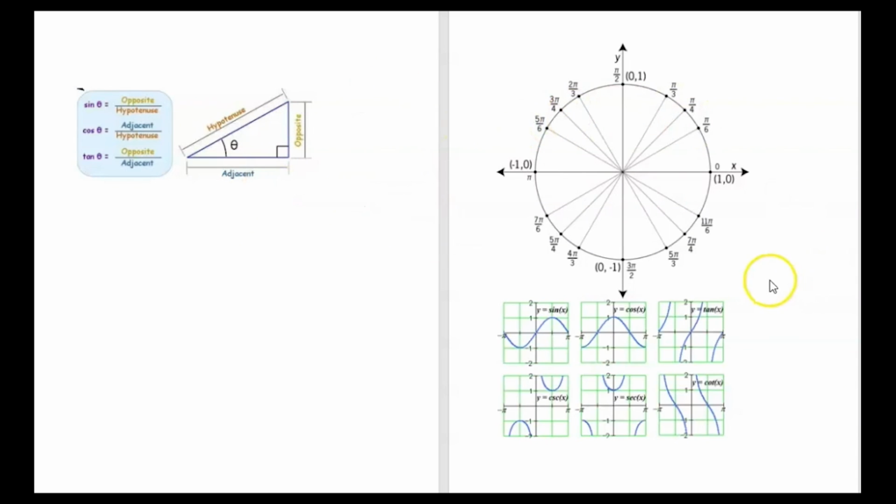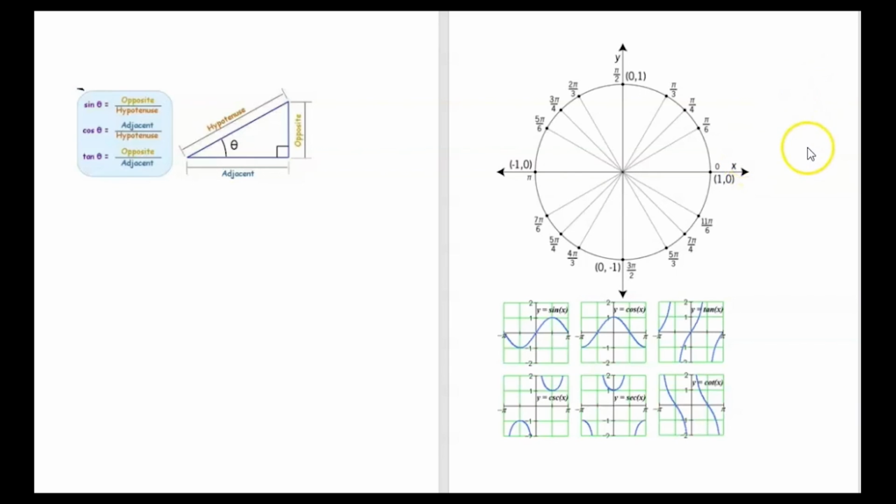Now, some key points on a unit circle to look out for are 0 degrees or 0 radians, 90 degrees or pi over 2 radians, pi radians or 180 degrees, 270 degrees or 3 pi over 2 radians, and 2 pi radians or 360 degrees.